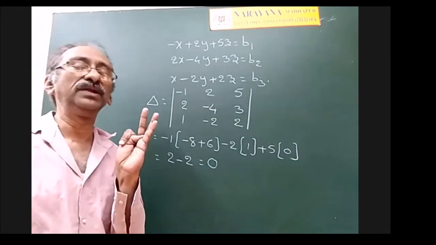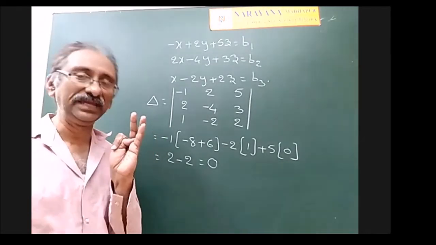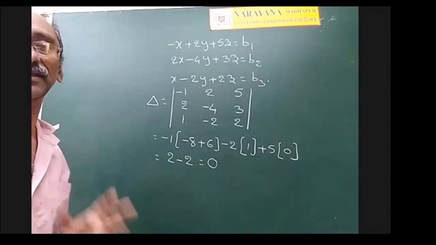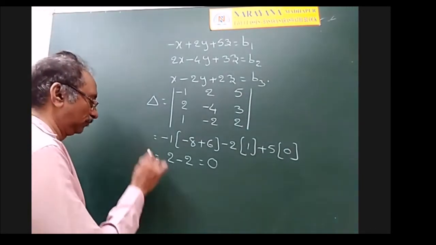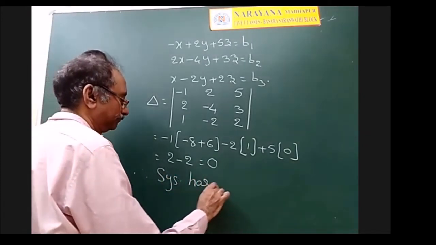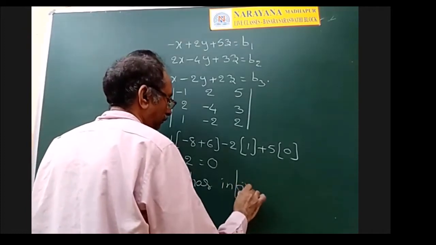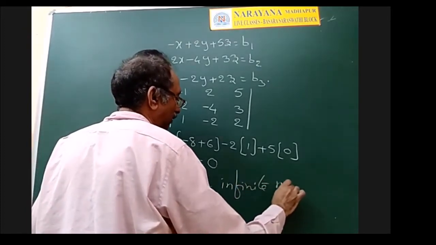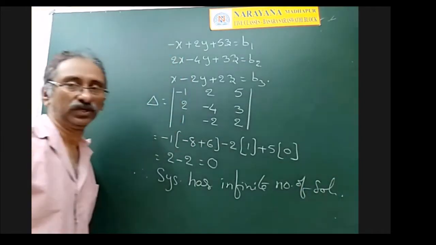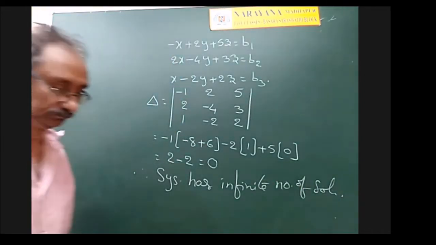So whenever delta is equal to 0, the system will have either infinitely many solutions or no solution. But what is the information given? It has at least one solution. So definitely it should have infinitely many solutions. Therefore, the given system has an infinite number of solutions. Okay, so write down up to that.